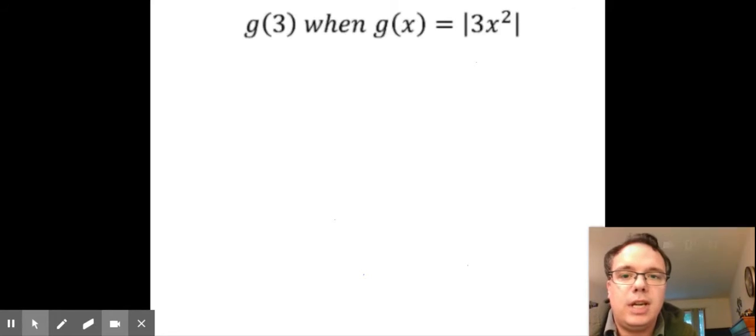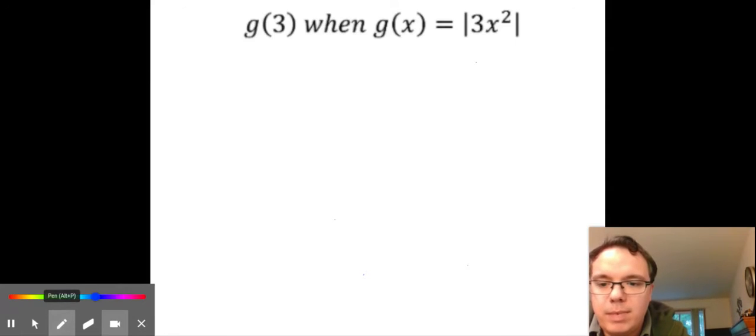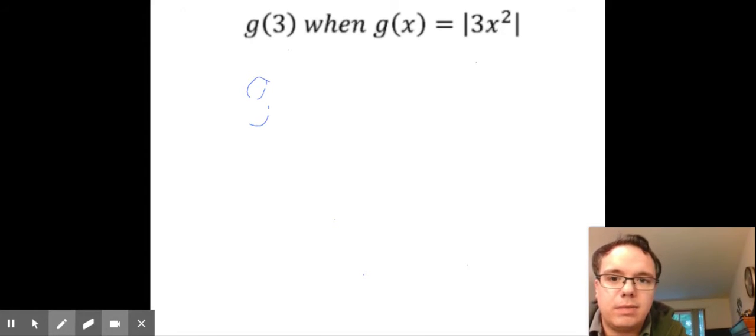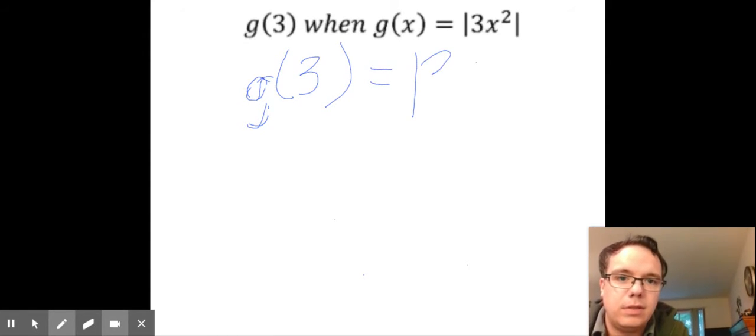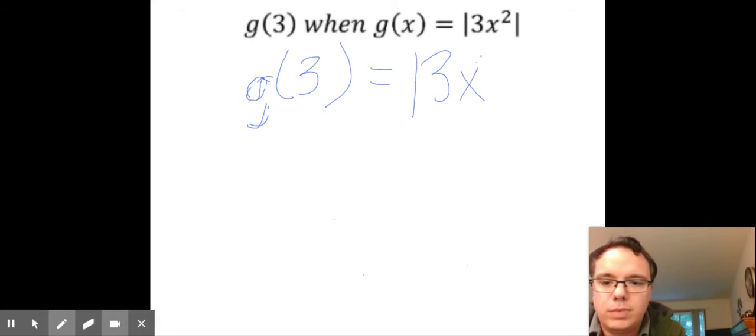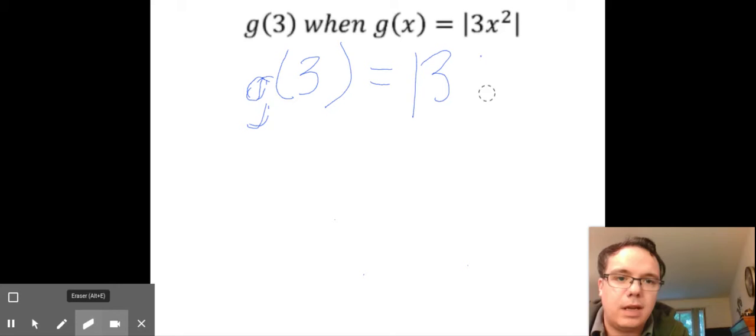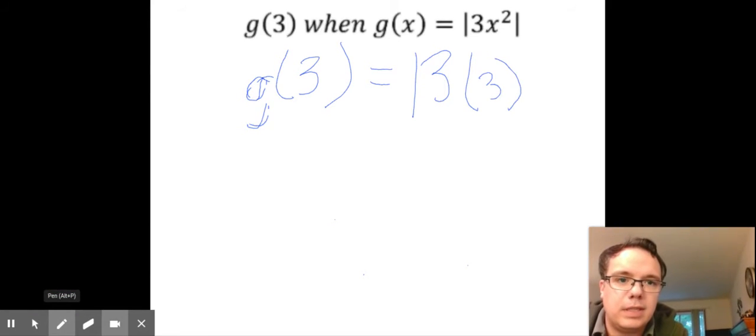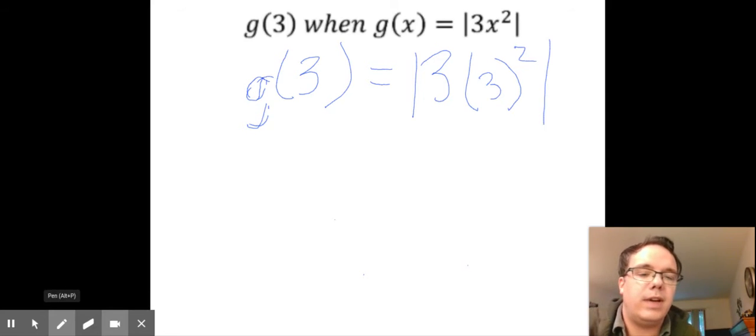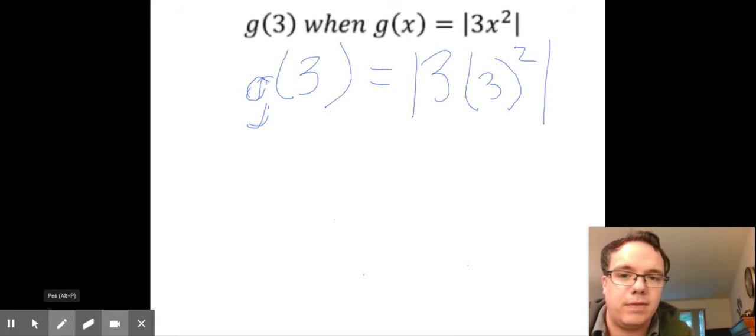All right, our next example is g of 3, when g of x equals the absolute value of 3x squared. Remember, the absolute value means the distance from 0. So remember, it means that whenever we plug anything into those bars, we are going to get a positive number. So we're going to plug in our 3 here for x, and then we are going to simplify. These bars mean to find the distance from 0, so that's always going to be a positive number.